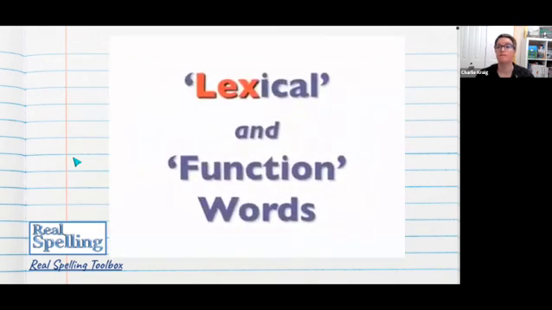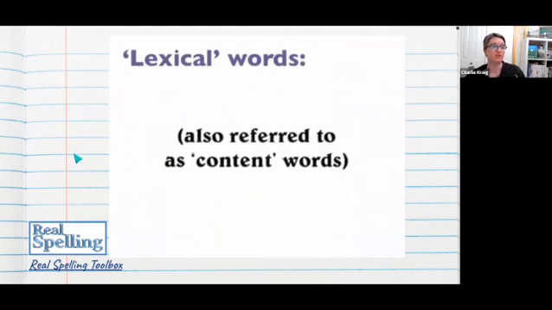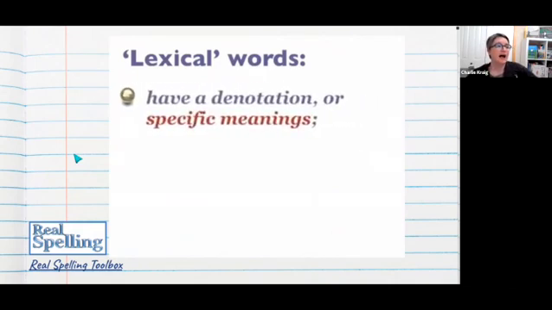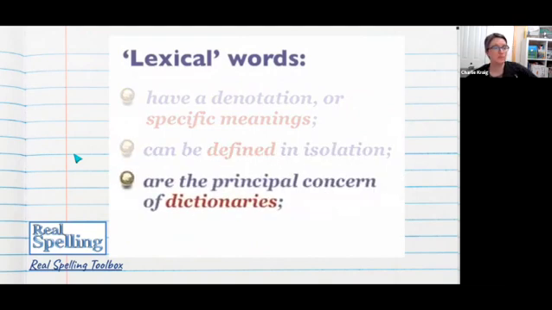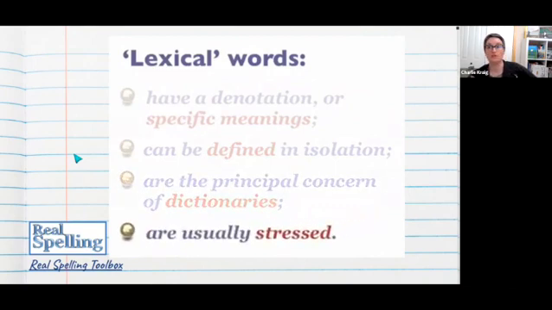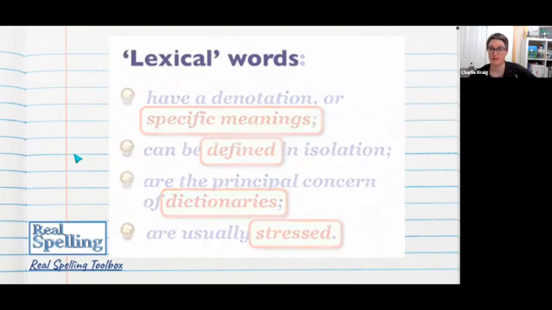Lexical and function words. Lexical words, also referred to as content words, have a denotation or specific meanings, can be defined in isolation, are the principal concern of dictionaries, and are usually stressed in a sentence. Specific meanings defined, dictionaries stressed. That's lexical words.